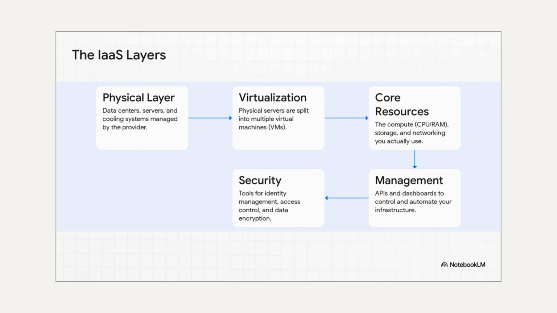Next up, this is where the magic happens, the virtualization layer. This is where software takes one massive physical server and slices it into many separate, independent virtual machines. Think of it like turning one big house into a bunch of separate apartments. Then you get to rent the core resources. That's the compute power, the storage, the networking for your virtual apartment. And finally, the top layers are all about how you control it, management dashboards, and of course, critical security tools. The main takeaway here, the provider handles all the complex physical junk, you just manage the virtual side.